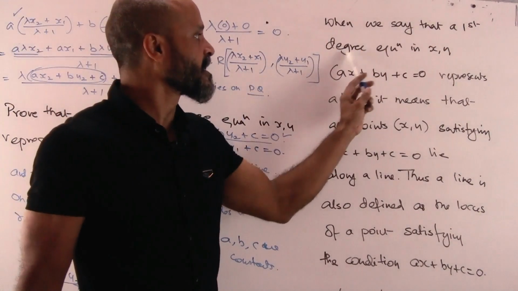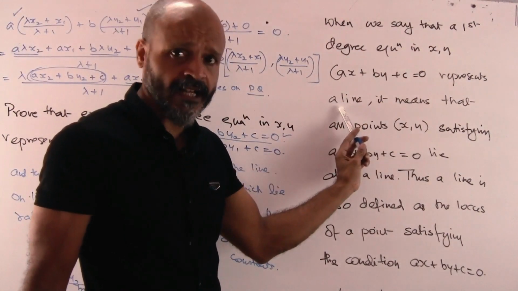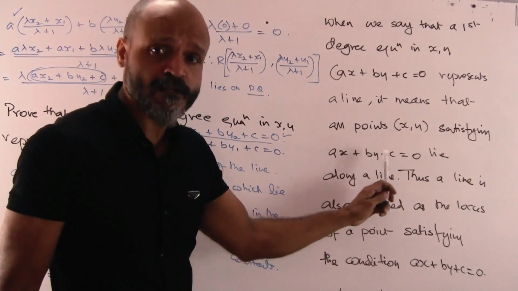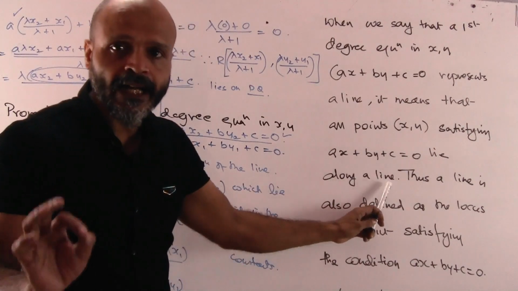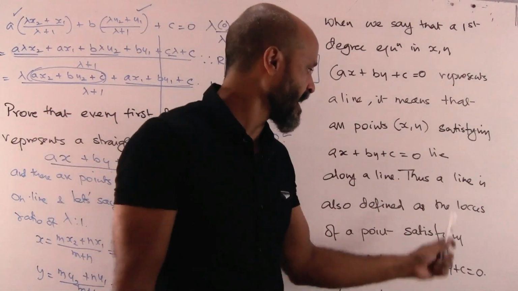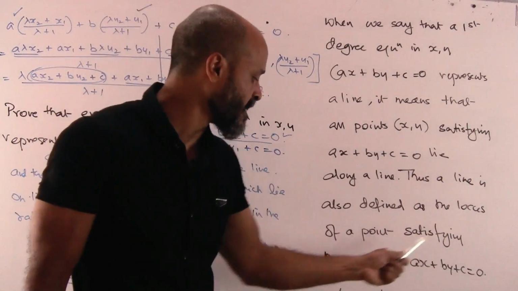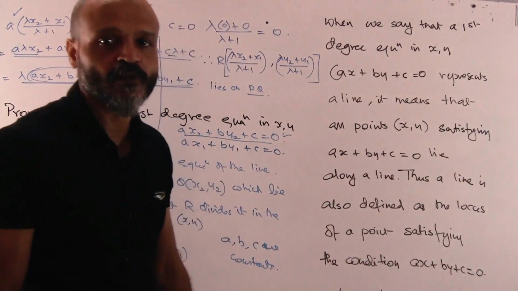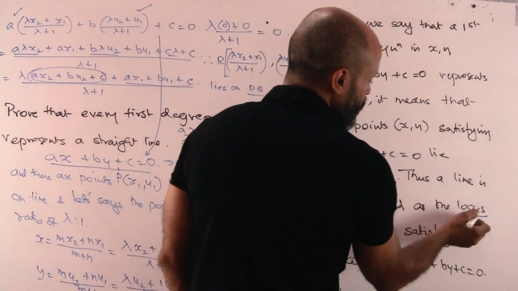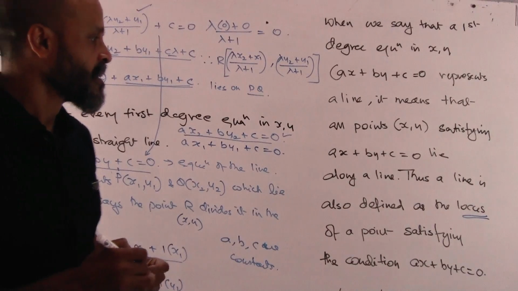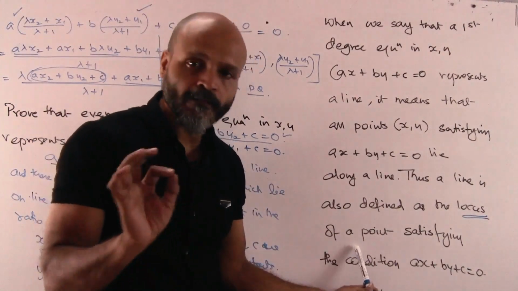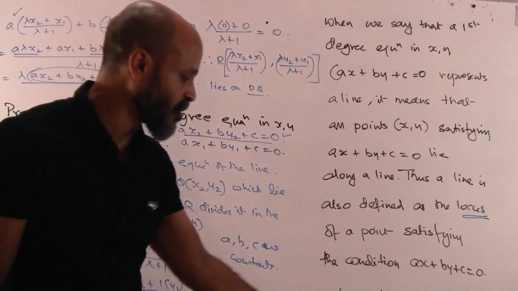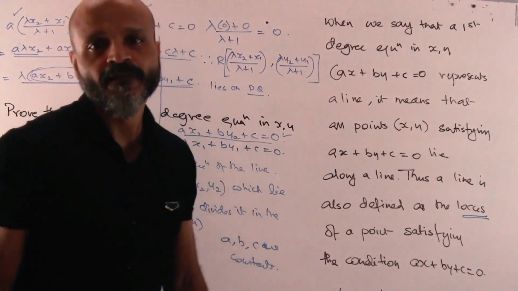So when we say that the first degree equation in x y represents a line, it means that all points in the x y plane satisfying ax plus by plus c is equal to 0 lie along a line. All these points will basically lie along a line. This line is also defined as the locus of a point satisfying the condition ax plus by plus c is equal to 0. So locus means what? Locus means basically location. So the line is also defined as a locus of a point satisfying the condition ax plus by plus c is equal to 0, where a, b and c are definite constants.